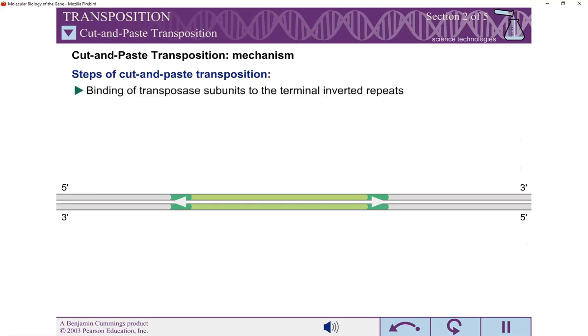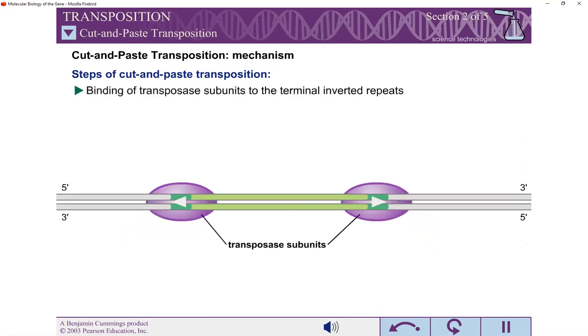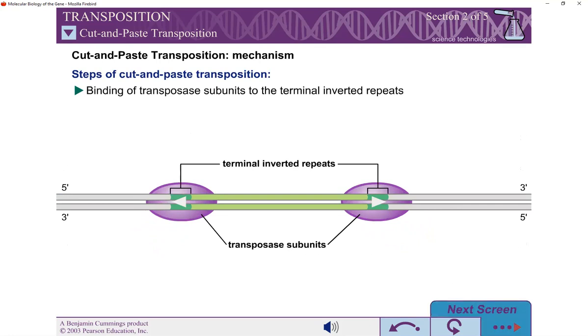To initiate transposition, transposase subunits bind to the terminal inverted repeats. Okay, now cut and paste mechanism. Now, what do you mean by cut and paste mechanism? How does cut and paste mechanism actually operate? To initiate the cut and paste mechanism, the transposase subunits are going to bind to the direct repeat sequences. When these transposase subunits bind to the direct repeat sequences, they will induce a cut in the direct repeat sequences. And the transposase subunits are going to move together with each other.